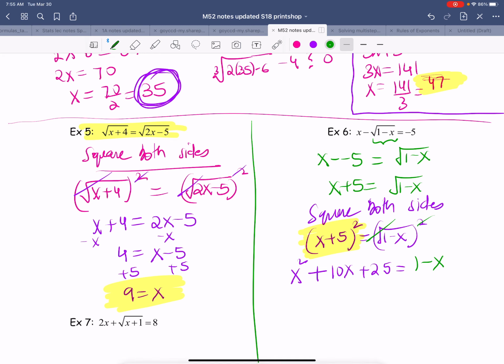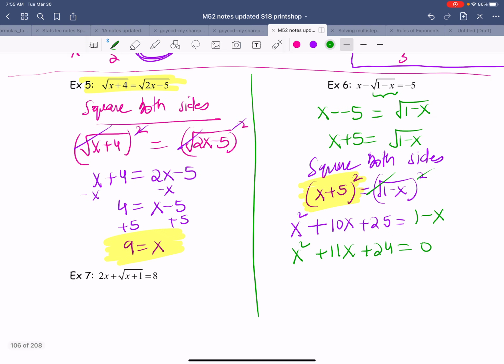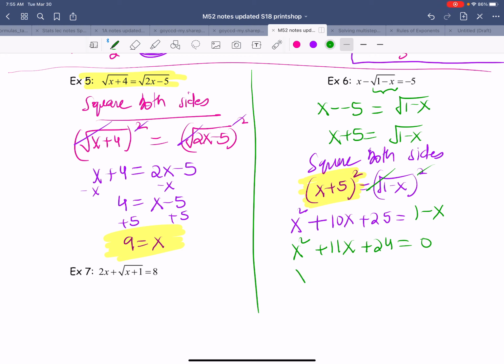It looks like it's going to be a quadratic equation. So I'm going to carry everything to one side, add an x to both sides, that would be 11x. Subtract 1, that would be plus 24 equal to 0. Now think of two numbers. It's a quadratic equation, looks like it's factorable. Think of two numbers that multiply to give you 24, add up to give you 11. They are 8 and 3. So my two solutions come out to be x equals negative 8 and negative 3.